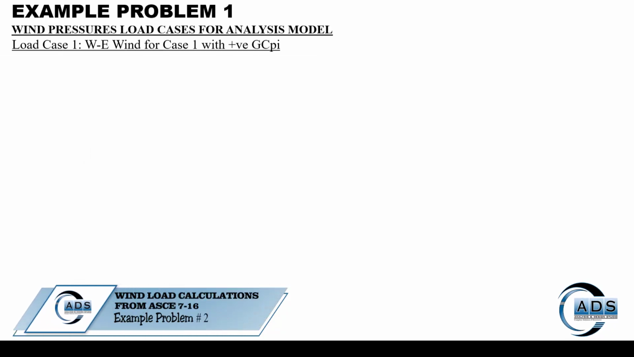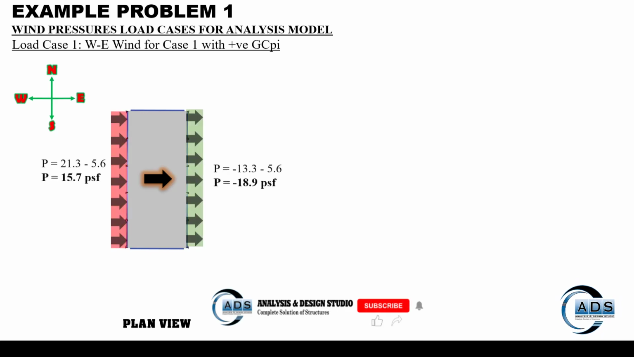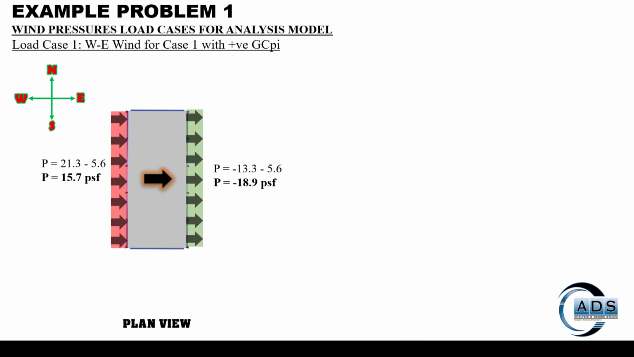For load case 1, when wind is blowing from west to east direction for case 1 with positive GCpi, this is the plan view of the structure. These are the windward and leeward pressures. Here we can see that the internal pressure is now subtracted from the external wind pressure. Why? Because we are considering the positive GCpi.